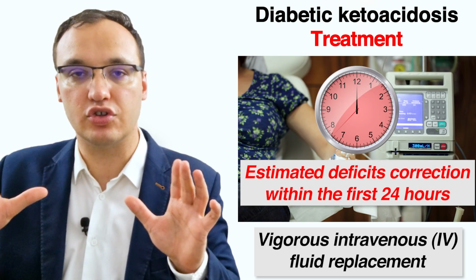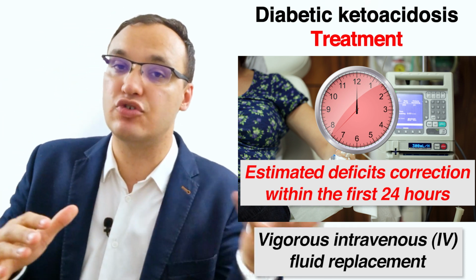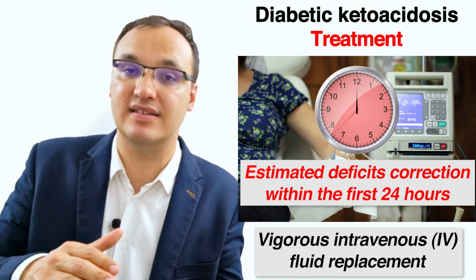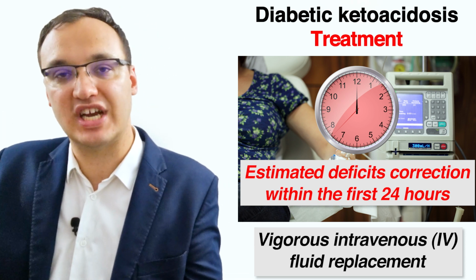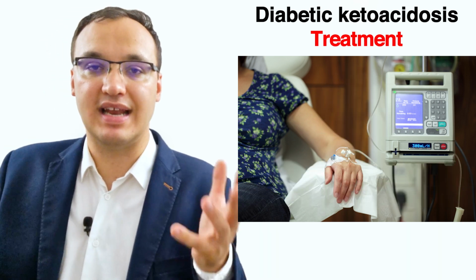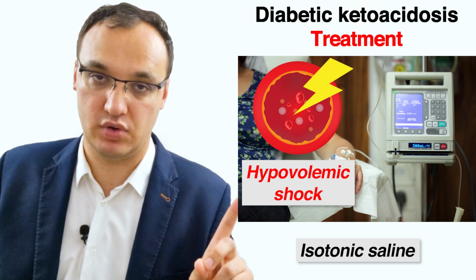So not too quickly, but this is the dilemma, but we need to give intravenous fluid replacement to correct the deficits. We need to correct it within the first 24 hours. Therefore, we need to check the blood very routinely. And isotonic saline should be infused now as quickly as possible in patients with hypovolemic shock.